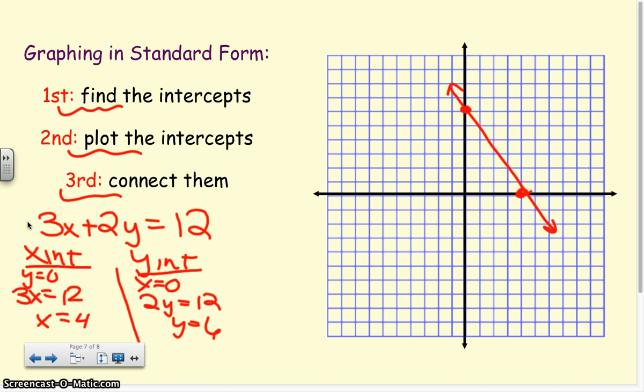Sweet. So you have 2 strategies for graphing. Well, actually 3. You can get in slope-intercept form. You can get in point-slope form, kind of an awkward way to graph though. Or keep it in standard form, find the intercepts, and plot them and connect them.